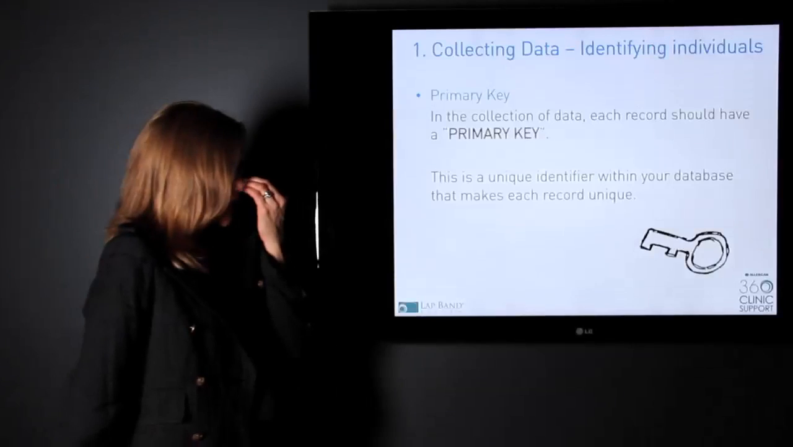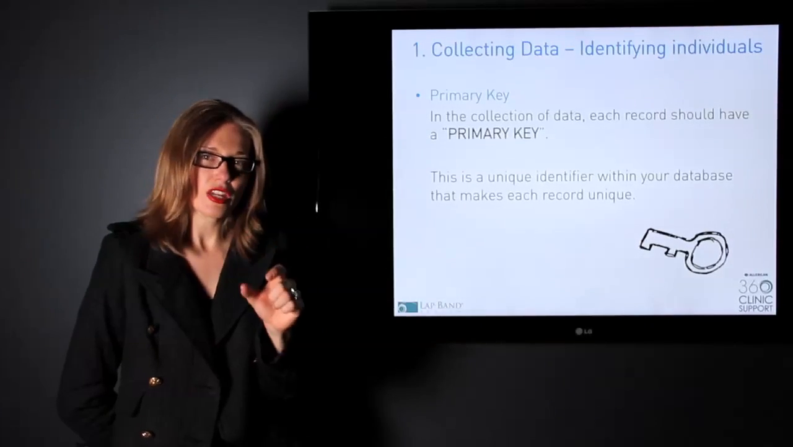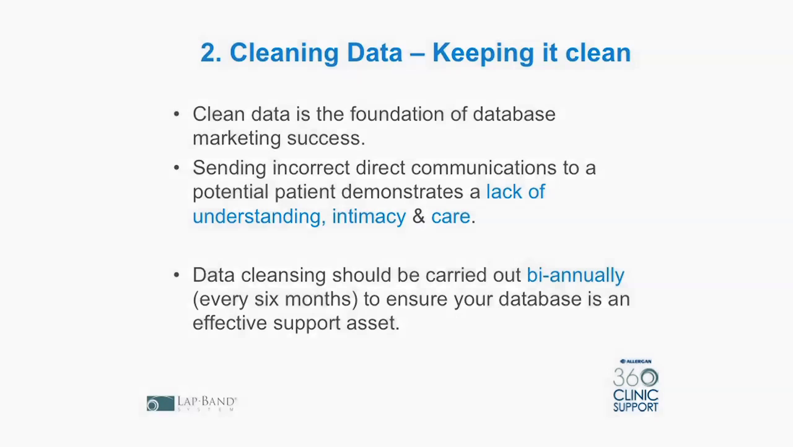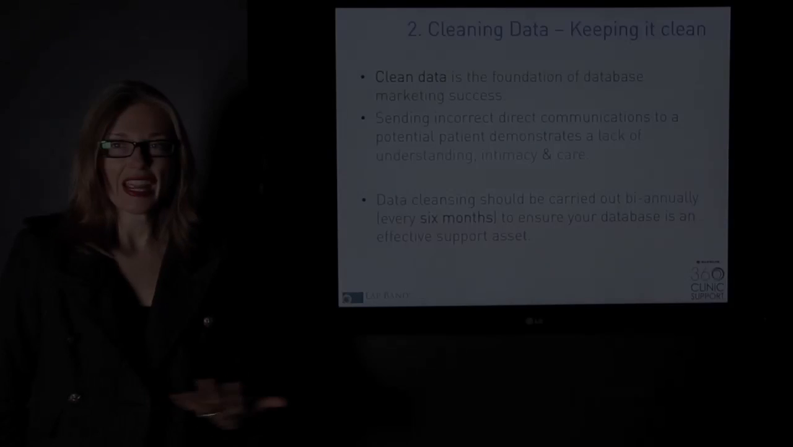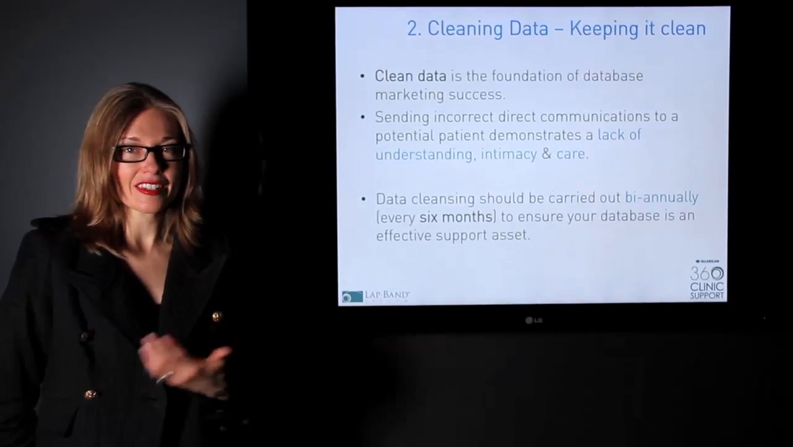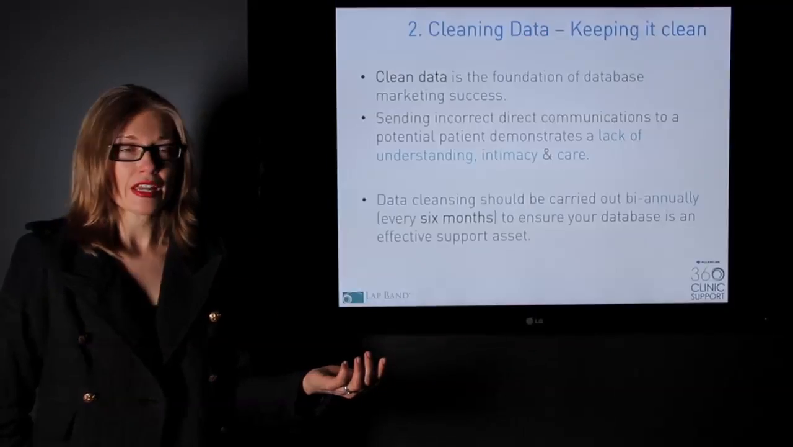The other thing, and we did touch on this with the National Privacy Policy and principles, is the unique identifier. So this unique identifier is also known as a primary key, and every individual record has a primary key, but it needs to be unique for every single person. Clean data is basically the foundation for any database management. If you don't have clean data, you can't be guaranteed that any of the communications that you're sending out are actually getting through to where they need to be.